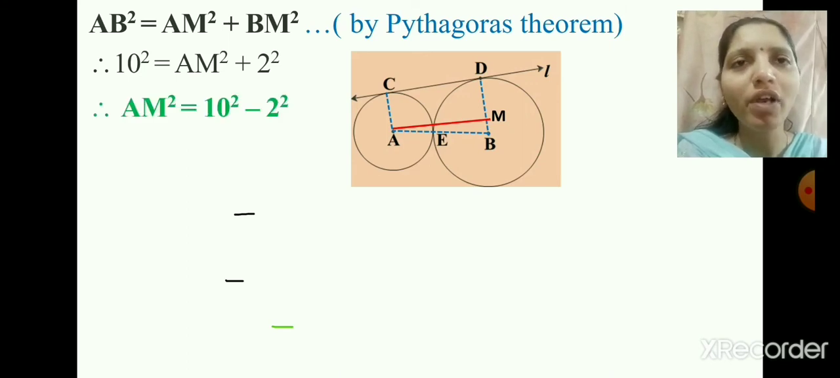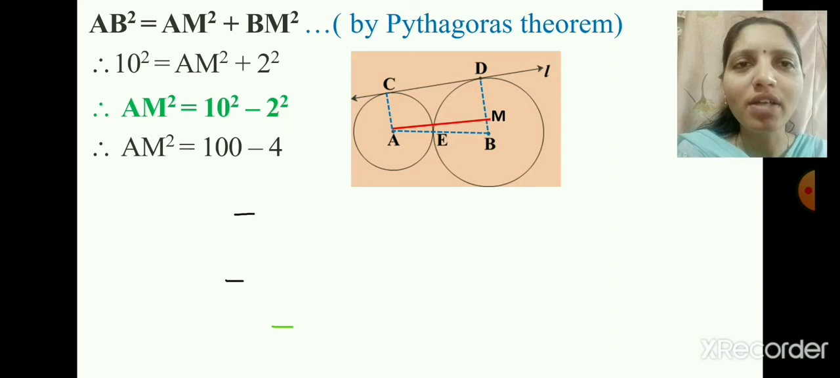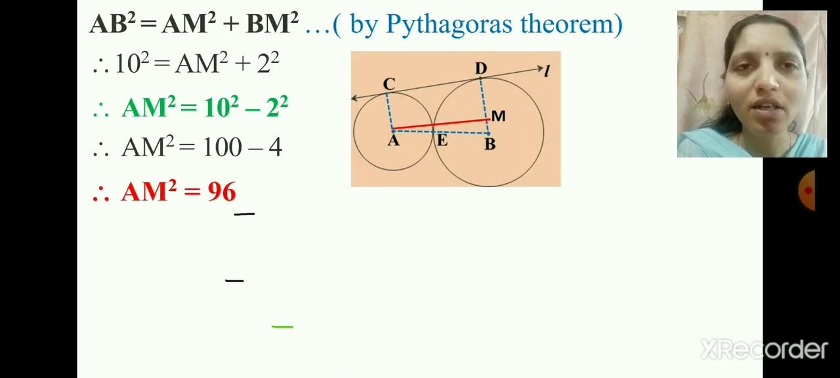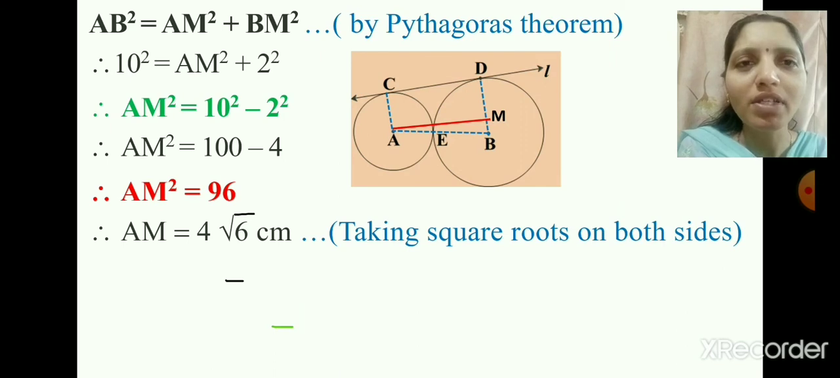So we will get here AM square is equal to 10 square minus 2 square. Now 10 square is 100 and 2 square is 4. So we will get AM square is equal to 100 minus 4. That means AM square is equal to 96. So if you find out the square root on both sides, we will get AM is equal to 4 root 6 centimeters.